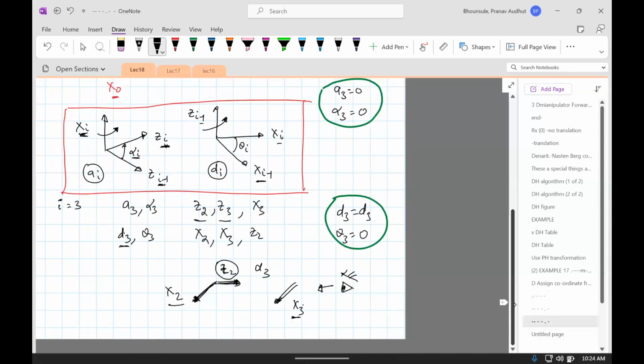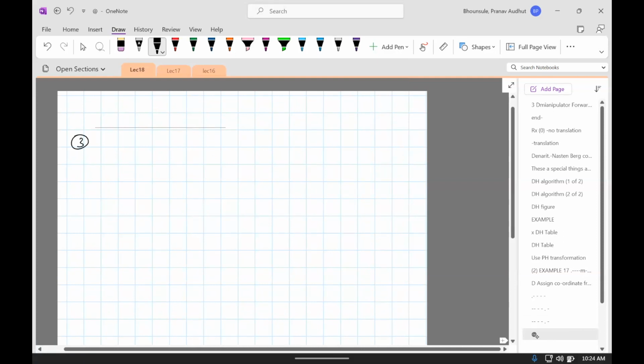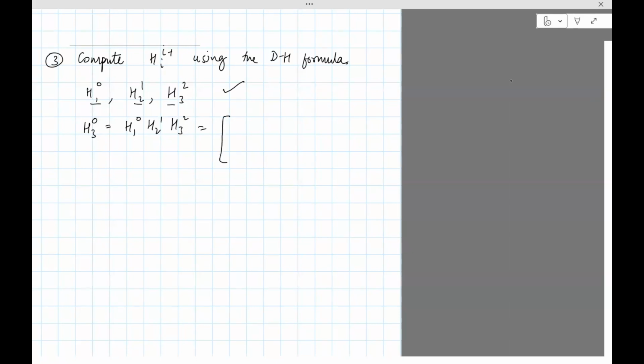So to complete this third step, compute H I minus 1, I using the DH formula. That will give you H10, H21, H32. Okay, so get this first. Then we need to compute H30, which will be H10, H21, H32. So you'll multiply these together. When you multiply this, and I'm not doing this step because right now I've not given you any parameters for them, this will be a big mess of symbolic values, which have no meaning. But if I give you numeric values, then you can actually populate this matrix multiplication. It will come out to be something like this.